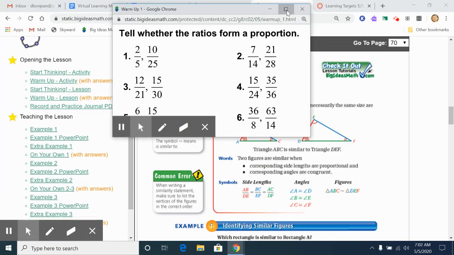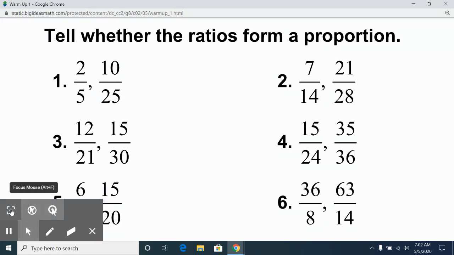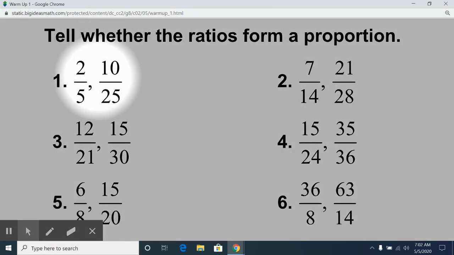what is a proportion. If we just look at numbers 1 and 2, a brief example. If we wanted to tell if these fractions are proportional, we're seeing are they the same fraction when we simplify them. So 2/5 we can't simplify, but 10/25, if we divide both the numerator and denominator by 5, we get 2/5. So those are proportional fractions.